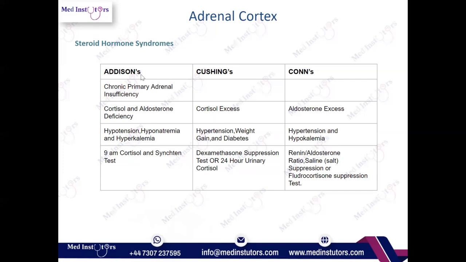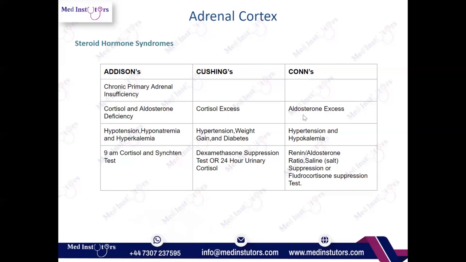In Cushing disease, there is excess of these hormones. So the clinical findings are reversed. You can compare both. Here we have hypotension, here we have hypertension, weight gain, and diabetes. Then the test for Cushing disease is dexamethasone suppression test, and we know that the mechanism behind dexamethasone suppression test, we are classically assessing the negative feedback control of ACTH and the hormones, or 24-hour urinary cortisol.